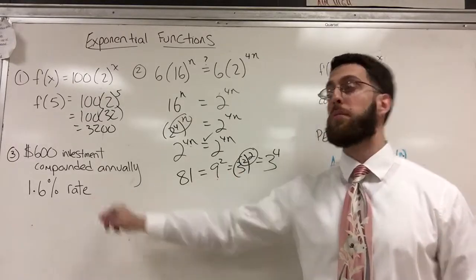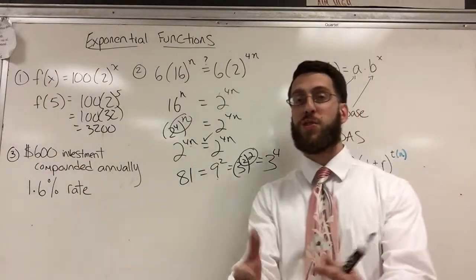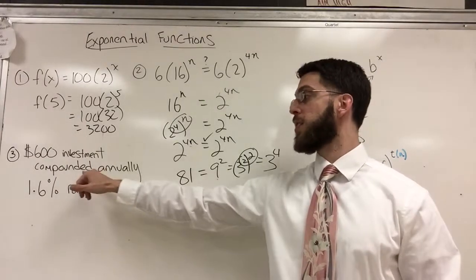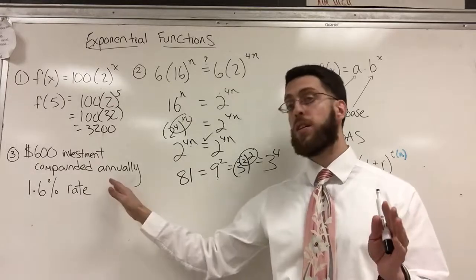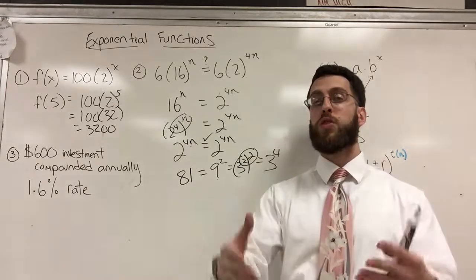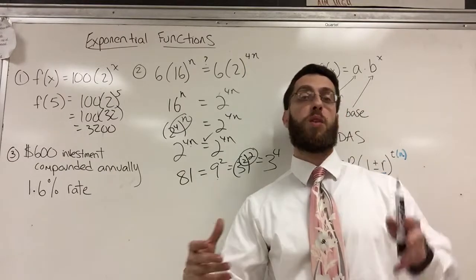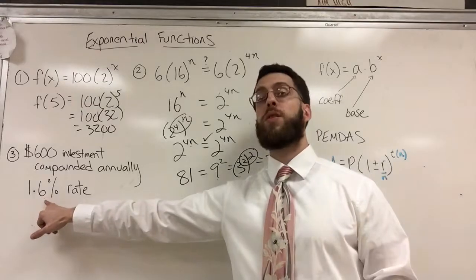Now let's get to a real world application. Let's say you have $600. I'm giving you $600 and I'm not going to give it directly to you. I'm going to invest it in a bank and it's going to get compounded annually. What that means is at the end of 1 year, you get interest on it. And then they reinvest that money into the bank and another year later, you get more interest on it. And my rate is 1.6%.